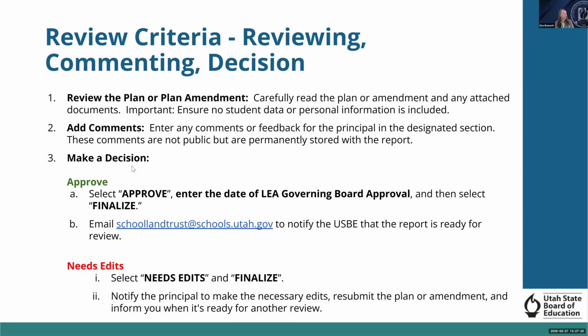And then to make a decision, this just walks you through the buttons that you are going to select. So if you're going to send a plan back, you're going to select needs edits, and finalize, and then notify the principal that the edits are in there and have them go back to the review process. If you're going to approve it, it's going to pop up a date for you to enter. That date is the date that their governing board approved the plan. So remember that takes place outside of our system. So you're going to want to have that handy when you're approving them.